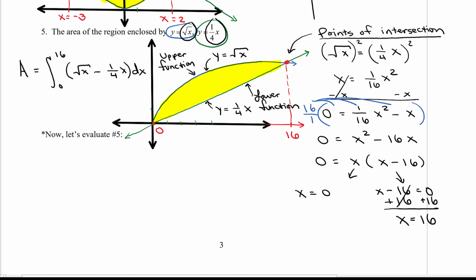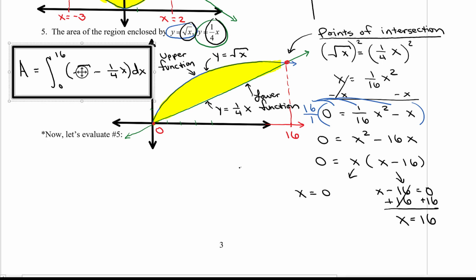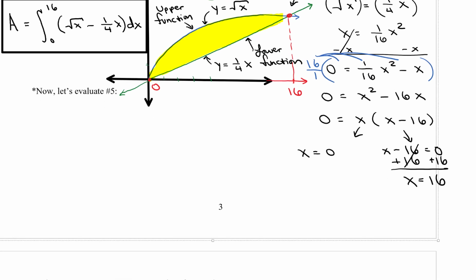Going back to my definite integral, we're going to subtract 1/4 x, close the parenthesis and write dx, and box that in. And we're all done with that one.